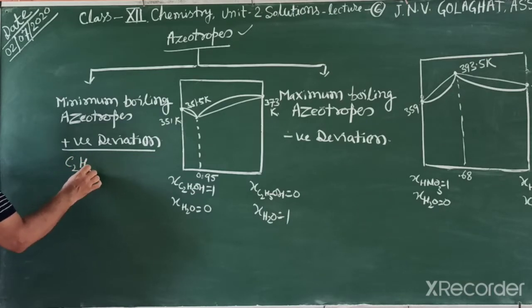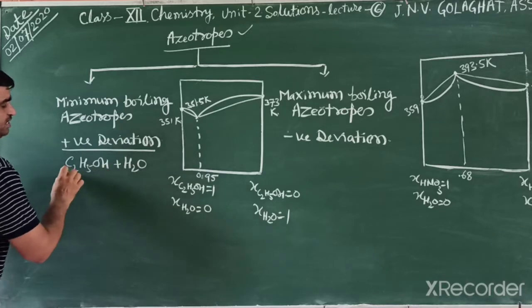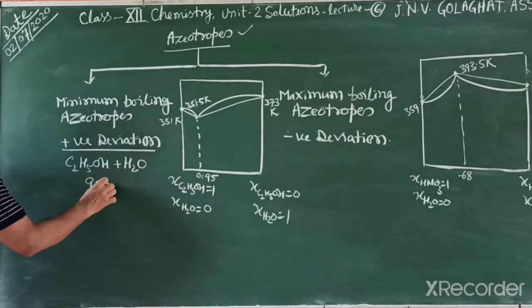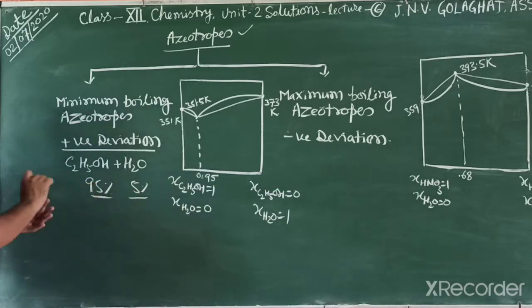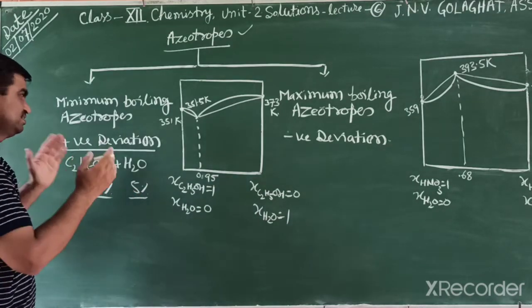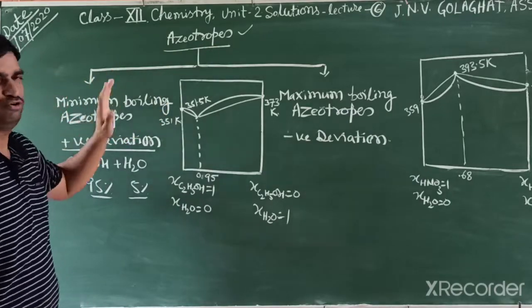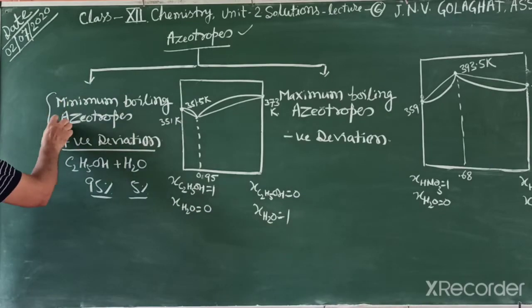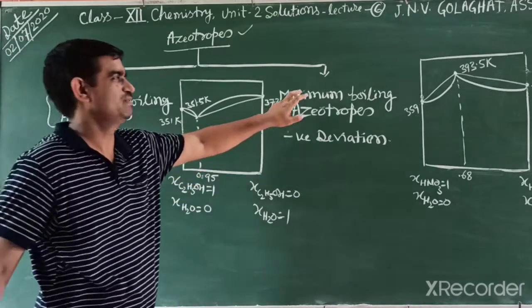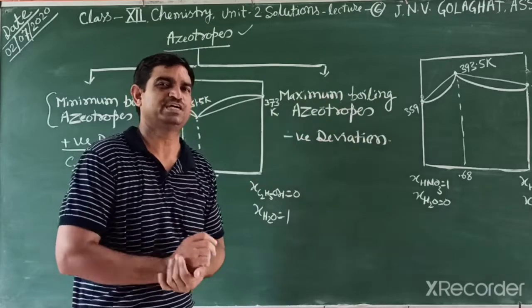Ethanol and water, at a fixed composition of 95% ethanol and 5% water, we can't separate further. That composition is known as an azeotrope. These azeotropes are again divided into two types. One is minimum boiling azeotrope, the other is maximum boiling azeotrope. So what do we mean by minimum and maximum?